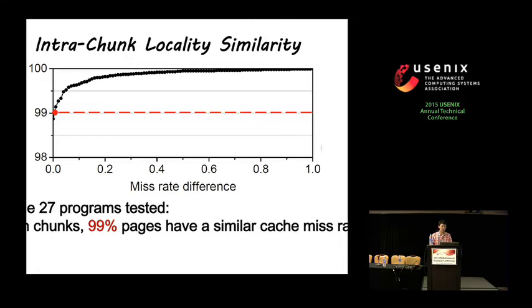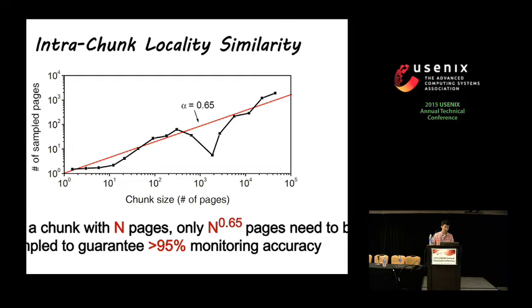To verify the observation, we examine all the memory chunks that comprise more than one page in our benchmarks, and we compare the cache miss rate of these memory chunks to each of the pages in that chunk. We found that over 99% of the pages have a similar cache miss rate to their chunks. So this means we can safely decrease the sampling density while maintaining the accuracy. For a chunk with n pages, only around the square root of n pages need to be sampled to guarantee the accuracy.